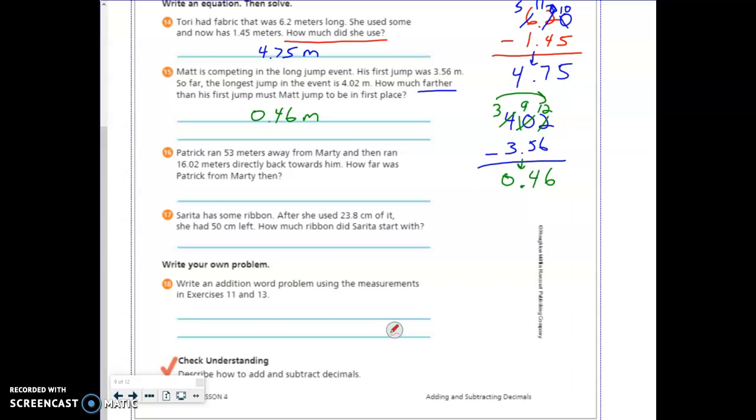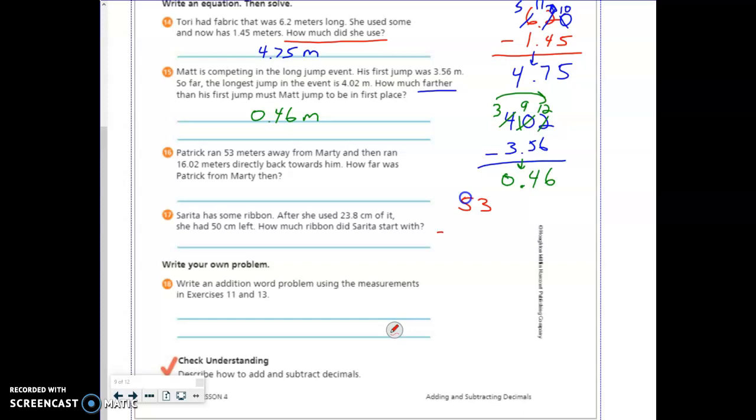Okay, again, we are comparing those two numbers. We are looking at a situation in which Marty became closer to Patrick than he was when he was 53 meters away. So this again is another subtraction problem, guys. Okay, 53, and then we're going to subtract.